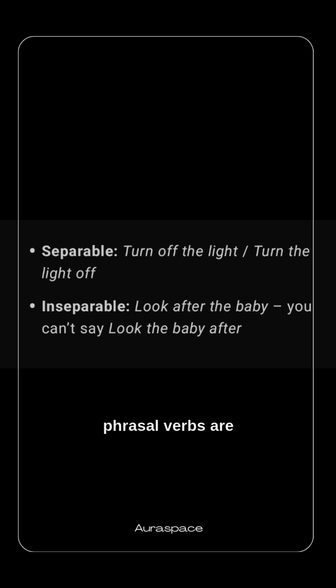So phrasal verbs are everywhere, right? Comment your favorite or most confusing one, and I might explain it in my next video. We will see in the next one where we tackle the types of phrasal verbs.